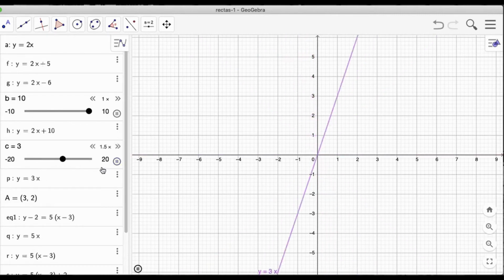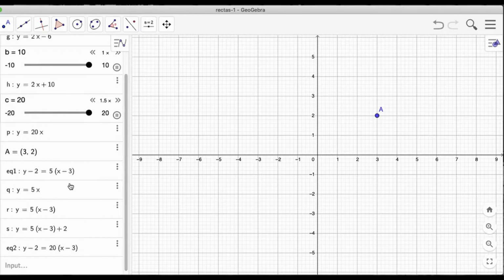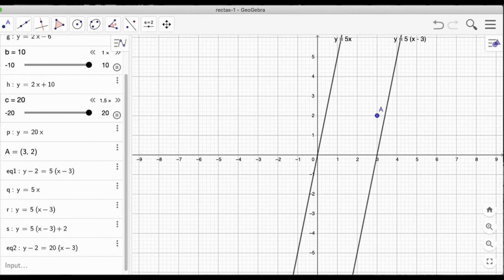What about the lines that go through one point? For example, the point 3, 2. Okay, if we want to write this line, what we have to do is we start with the line y equals 5x. Here, this is the line y equals 5x. And then we first move it, so the 3 goes to the 0. It's parallel, the slope is the same, and now we have to push it upwards, for which we add plus 2.